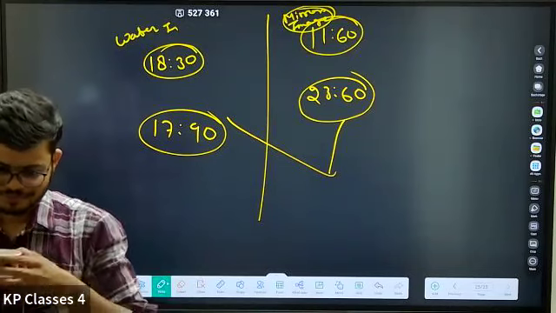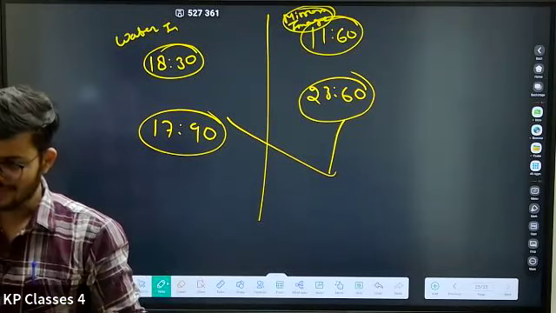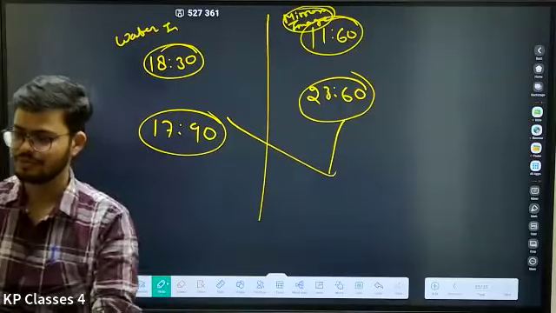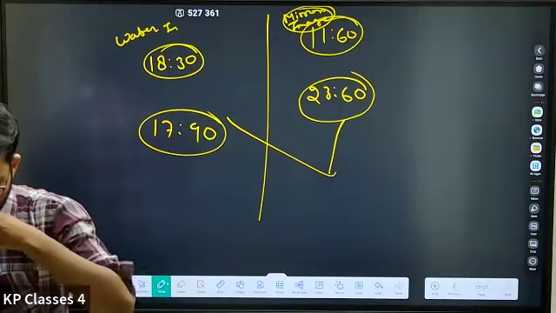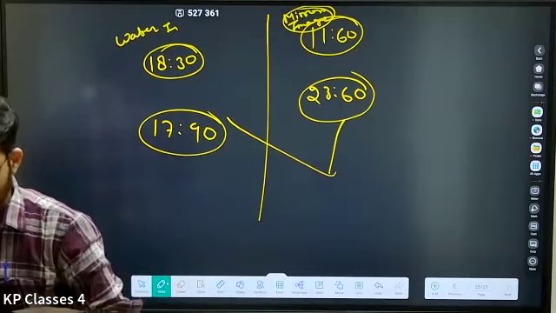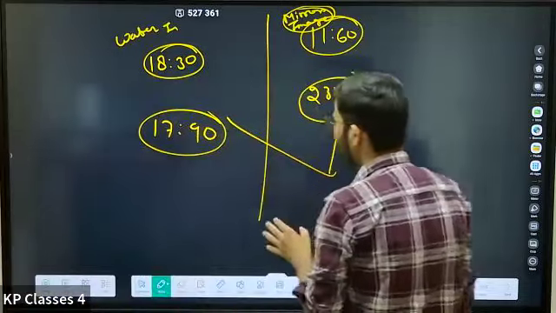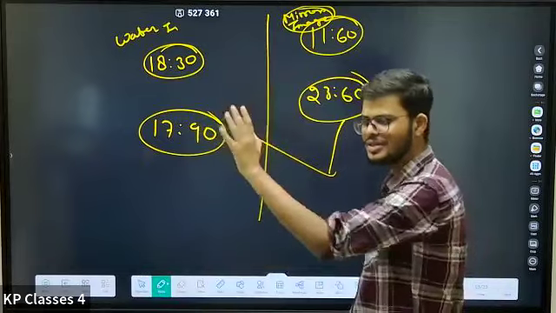Is it clear? It's clear, no? All right. So this is about mirror image and water image. Now you can revise all those things in the 51-day course. They are completely covered in a similar manner.